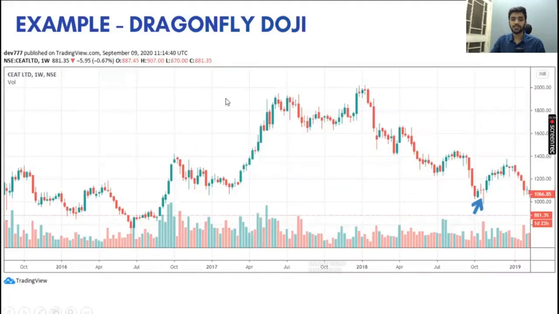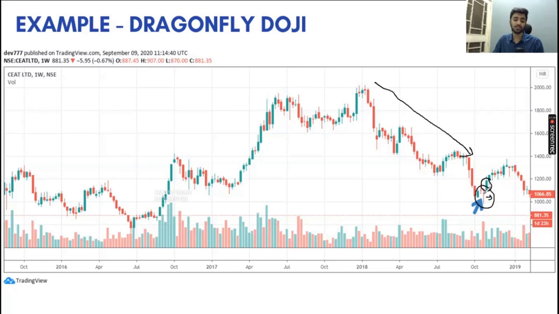So this is a chart of C8 Limited. If you look at this, this was a clean downtrend. The stock was going down, down, down, down here, but it found a dragonfly doji up here. Look at this, there's a long down wick, and the open is near about the same. That gives you an idea that the trend might now reverse. And if you look at the next candle, it's more of a bullish candle.